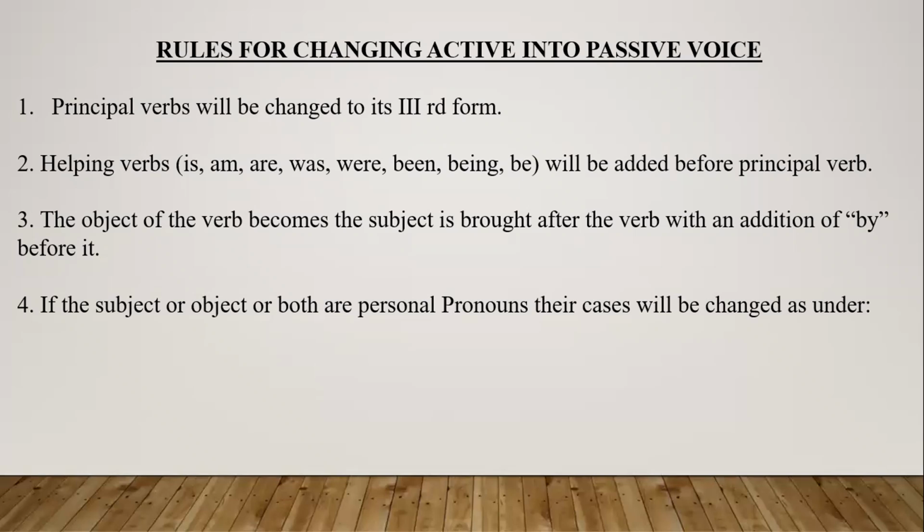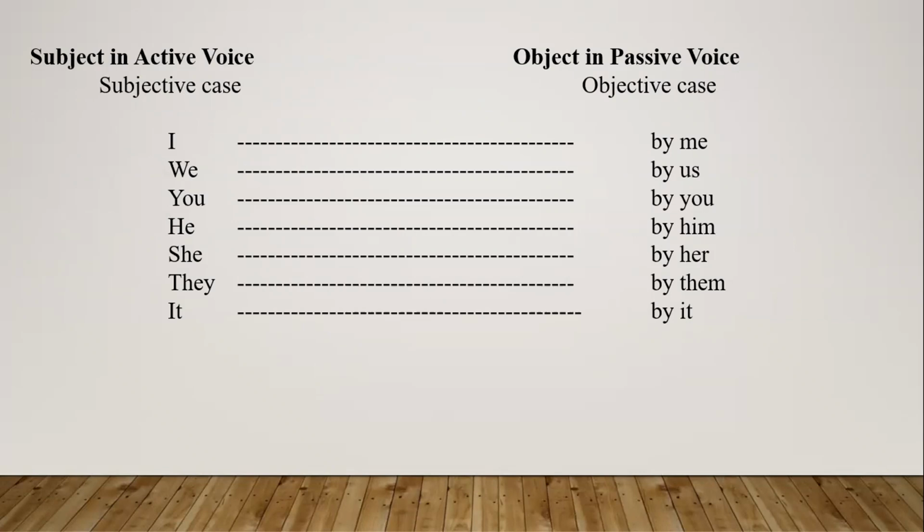Number four, if the subject or the object are both personal pronouns, their cases will be changed as follows. I'm going to let you know some cases of pronouns, as we have already discussed in direct and indirect speech. Let's check it out. We have two cases over here, subjective and objective. For example, I will be converted into me, we into us, you into you, he into him, she into her, they into them, and it into it. So we need the objective case while we are converting active into passive voice.